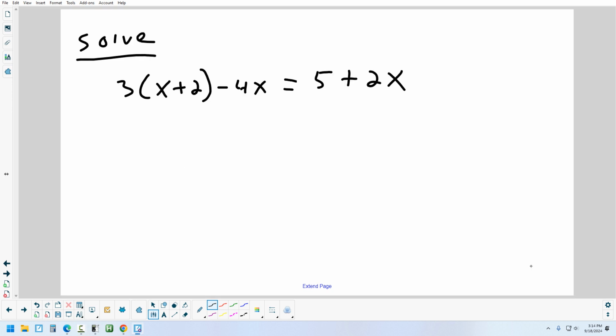Okay, next question we'll take a look at is solving a linear equation. What's the first thing we have to do on the left-hand side here to start simplifying it? Distribute. Yep.